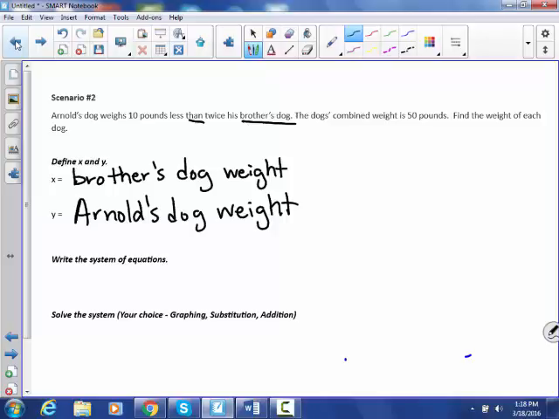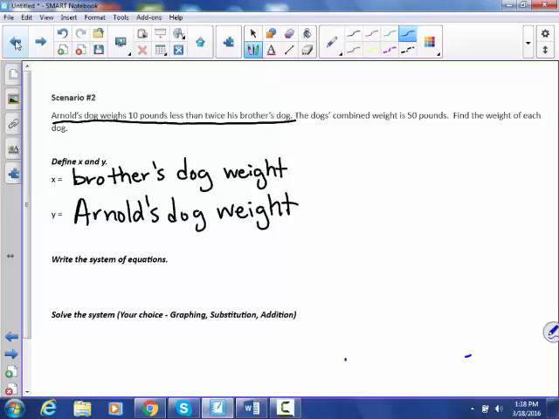So his brother's dog's weight followed that word "than," or what was after that word "than." Twice. Okay, now we're ready to look at our two sentences and figure out our two equations. Let's look at this first sentence right here.